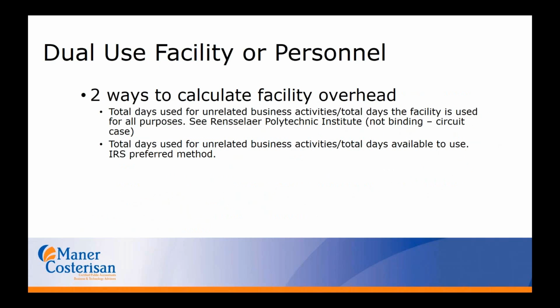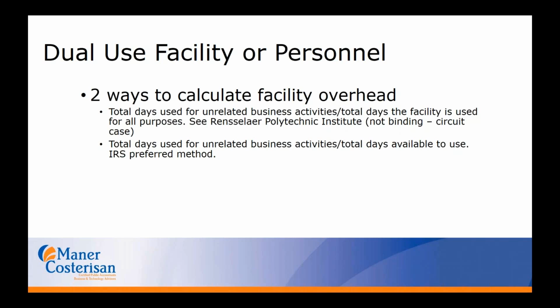The dual use facility or personnel. We talked about dual use facility last week, but there's a couple different ways to calculate this. The example that I'm going to show you in a minute is of a dual use facility, but it gives you an idea of how to calculate both direct and indirect expenses. So if you have a facility that is normally used for your exempt function, but occasionally or regularly carried on, you've gone through the three-prong test, you're using it for a non-exempt purpose also. There's two ways to calculate that overhead, those indirect expenses.